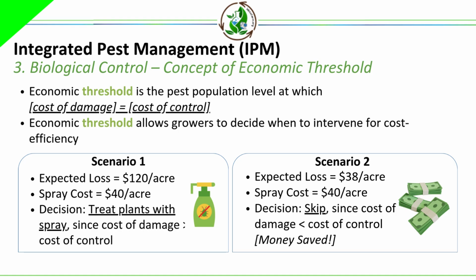For example, if damage costs are estimated at $120 per acre and spray costs are $40 per acre, it's worth spraying the crop. But if damage costs are $38 per acre and spray costs are $40, you should skip it. This approach prevents waste and keeps farming economically efficient.